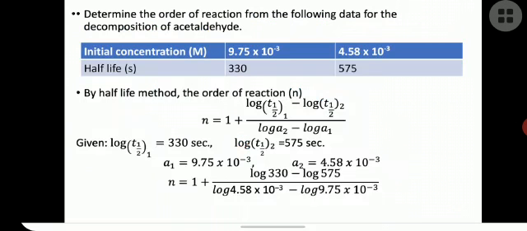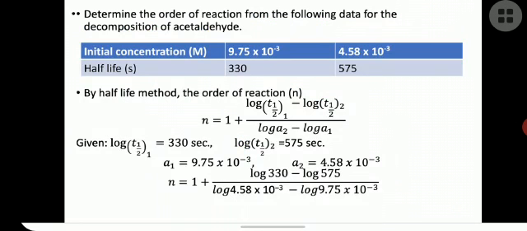The initial concentration and half-life periods are given to us. Initial concentration, first one 9.75 into 10 raised to minus 3 and its half-life is 330. Second initial concentration is 4.58 into 10 raised to minus 3 and its half-life is 575.